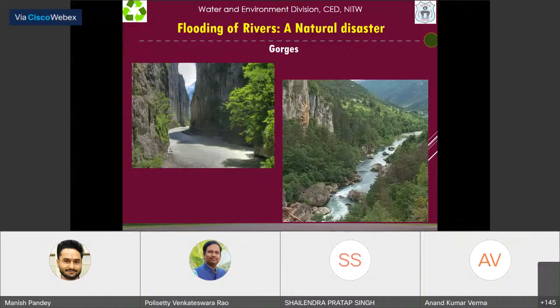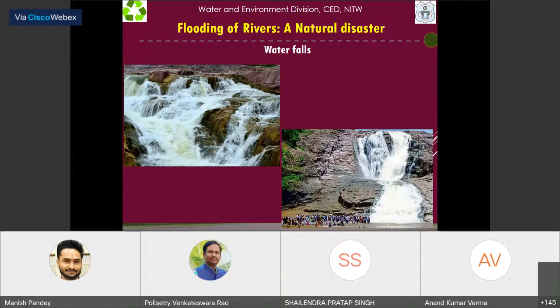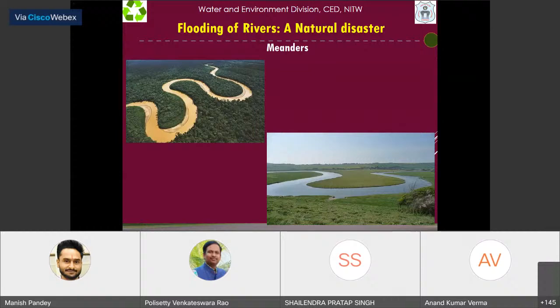The next thing is gorges. These are the two extremes of gorges, which you can see here, one on the left and one on the right. These are all natural, like nobody has created them. And these are waterfalls. Fortunately, both the waterfalls which I have shown here are taken from the state where this institute is also established, the state of Telangana in India. Next, these are all meanders, which you can see here, which are formed through the thick vegetation.